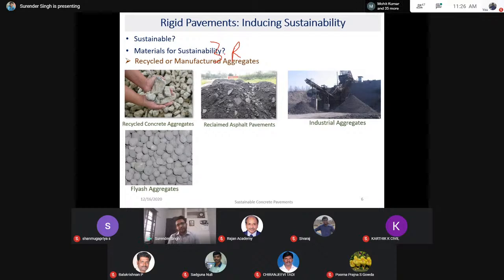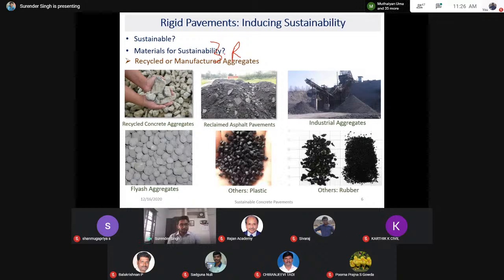Then the recent advancement is plastic. I have seen everywhere now they are talking about plastic waste or rubber waste. Can we use it? Yes, for flexible pavement you can use it. For concrete pavement, I don't know. Without doing any research, how can we say? So today's presentation, I'll be confining myself to these two aggregates because they are well studied. And nowadays the government is also allowing the use of recycled concrete aggregates for pavements and RAP aggregates for flexible pavement. But my area is concrete pavement, so I'll be discussing the use of recycled concrete aggregate and reclaimed asphalt pavement for concrete pavements.